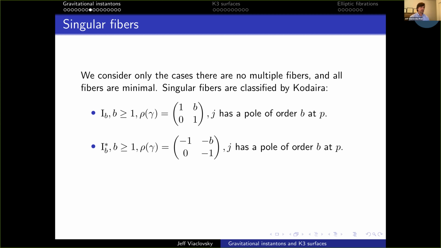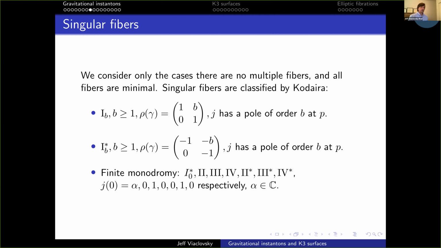Another type, where the monodromy looks similar, it's just minus that monodromy, is I_b star, where b is bigger than or equal to 1. J also has a pole of order b at the point. Kodaira also described the fibers, which consist of a configuration of rational curves, but I'm not going to go into that amount of detail in this talk. Those first two cases are the infinite monodromy cases. The remaining cases have finite monodromy.